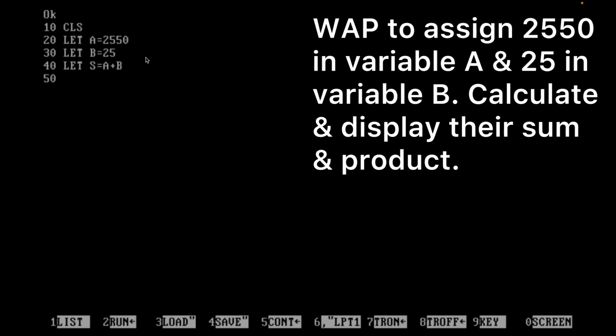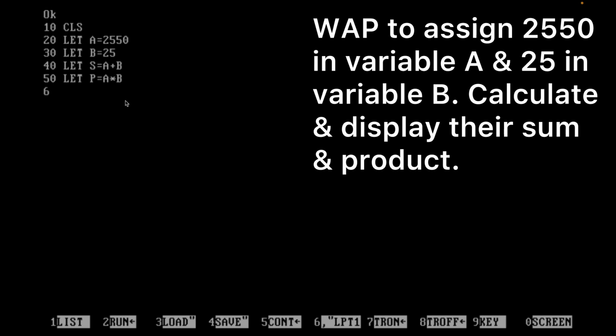So it will be 50 LET P. P for product. You can take any variable A to Z, but remember, whatever variable you have already assigned, you cannot repeat that. So P is equal to, we have to find the product, so we'll write A multiplied by B. Now remember, in BASIC we have to use the asterisk sign for multiplication. Okay, then enter. Now we have already calculated.